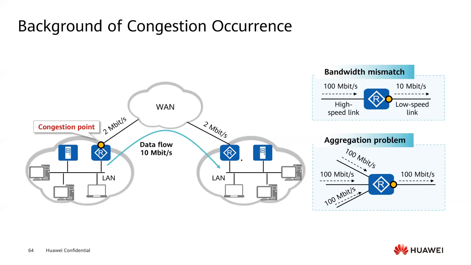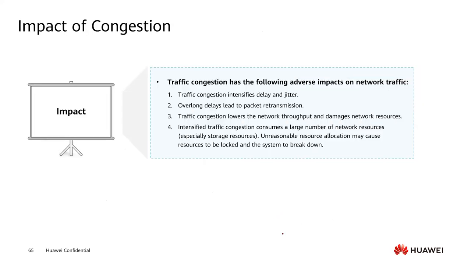Congestion basically means that the packet cannot go out. For example, when the incoming interface is 100 megabits and the outgoing interface is 10 megabits per second, it will create some congestion. Or maybe two interfaces in and one interface out will also create some congestion. So if we have congestion, what will happen?